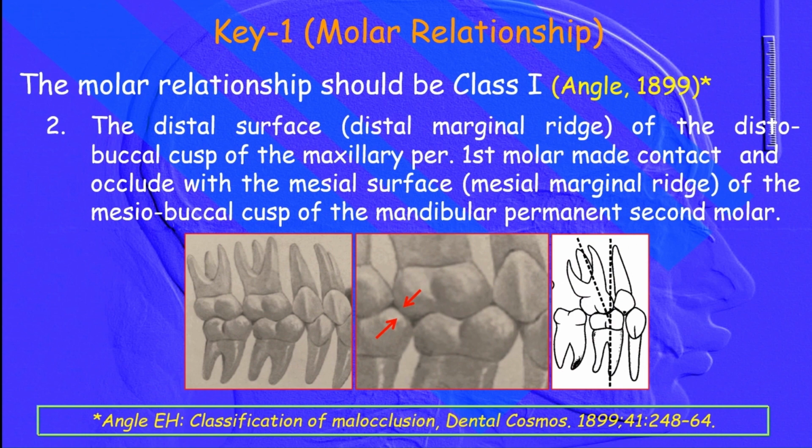The distal surface or distal marginal ridge of the distobuccal cusp of the maxillary permanent first molar should contact and occlude with the mesial surface or mesial marginal ridge of the mesiobuccal cusp of the mandibular permanent second molar. Look at the last picture. See the angulation of the maxillary permanent first molar. When there is good contact, the maxillary permanent first molar should have slightly distal angulation. Remember, if the first molar is very much upright, then it becomes difficult to fulfill the second criterion.